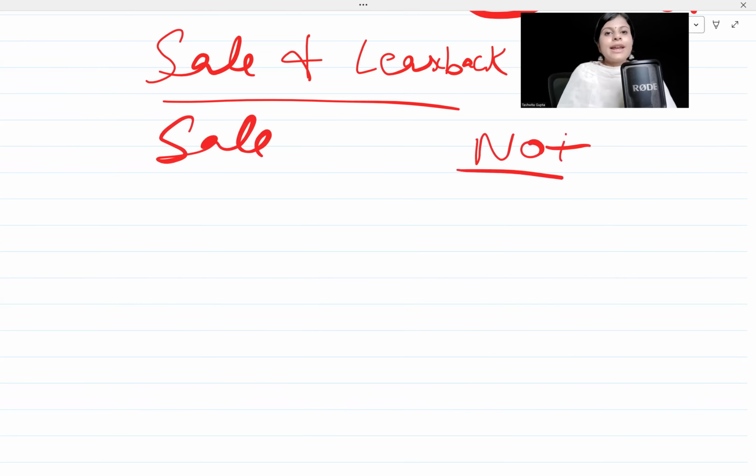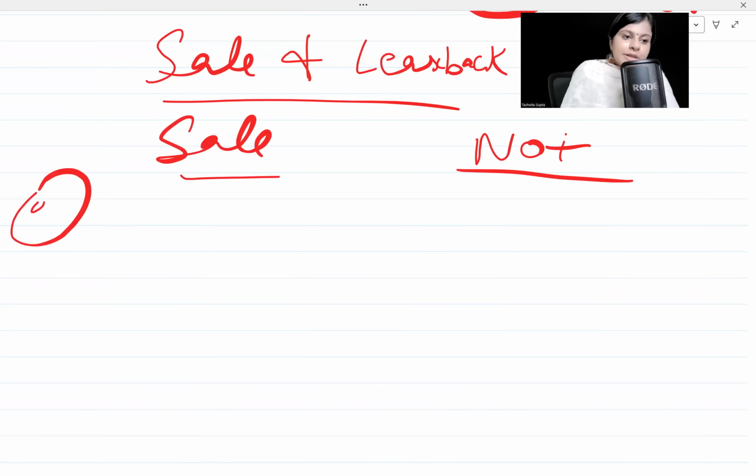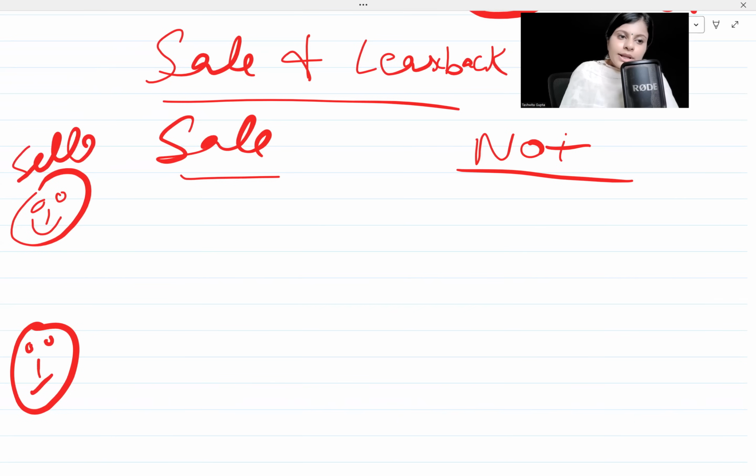So there are two situations where it is a sale and it is not a sale. What will this sweet looking person, the lessee, do in that case? And what will that weird looking person, the lessor, do in that case? The lessee is the seller because he sold the asset and then leased it back. And this lessor is the buyer. So what will they do if it is a sale?